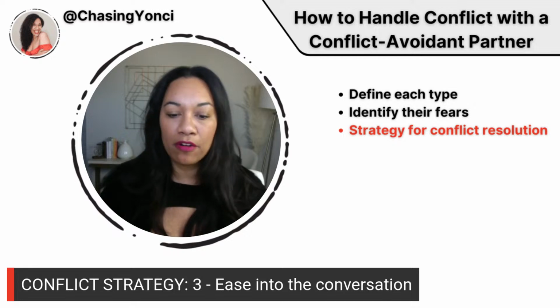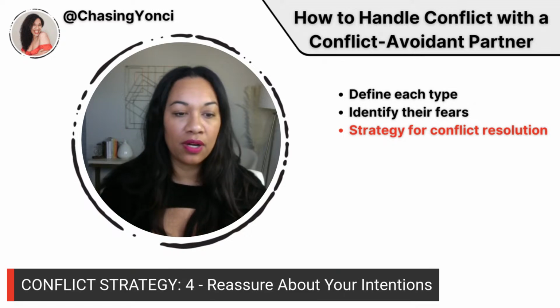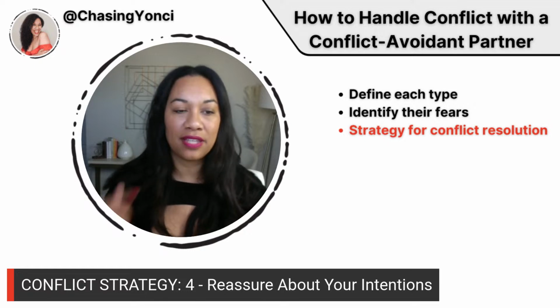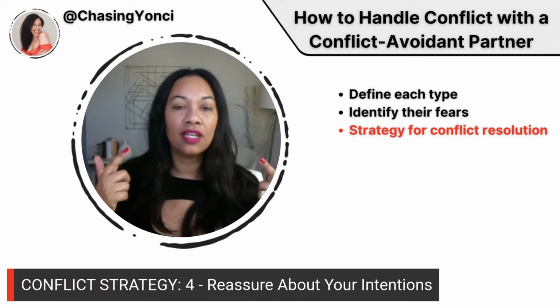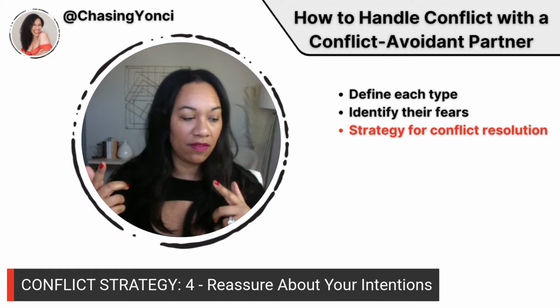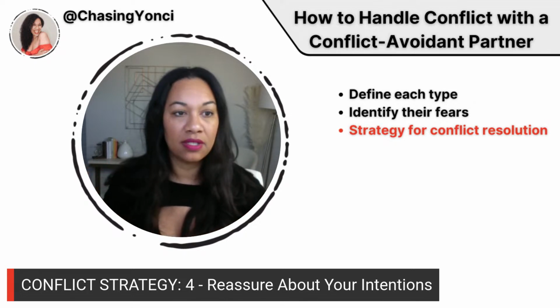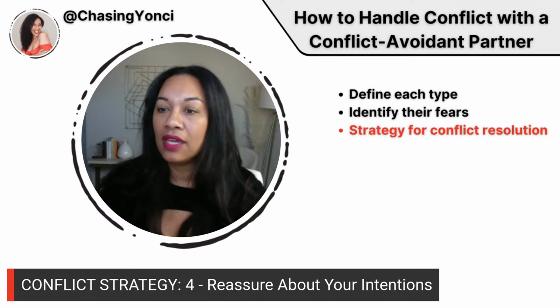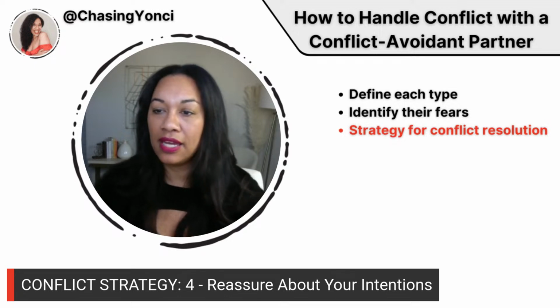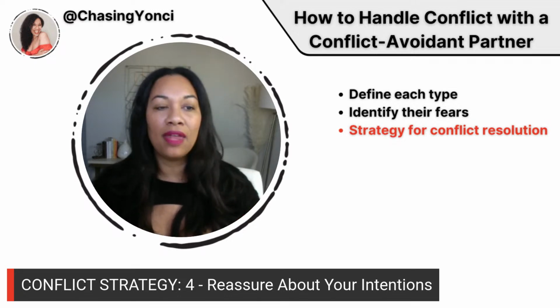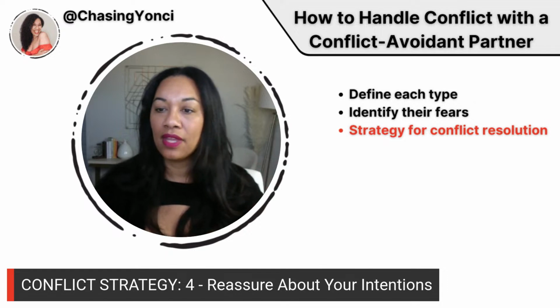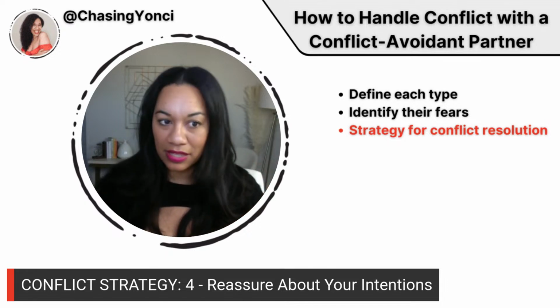Let's get into conflict strategy number 4, reassure your intentions. So a lot of stuff that's happening is happening subconsciously. So if we can address things before they even start, we can really head off a lot of problems down the road. Okay. So you're going to be letting them know that you value the relationship and that your intention is to strengthen it and that you're not trying to make them uncomfortable.